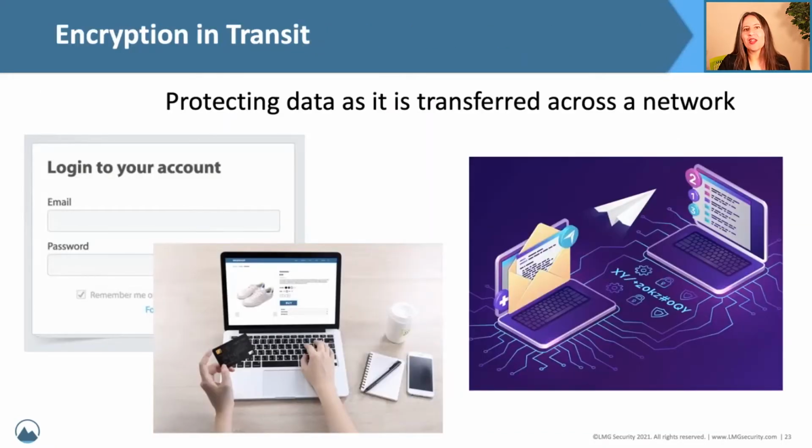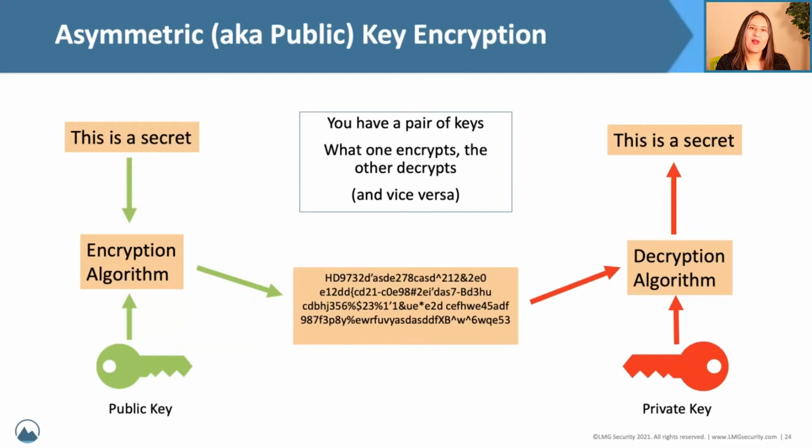All right, so encryption in transit is where we protect data as it is transferred across the network. One of the best ways to do this, or one of the technologies needed to do this, is asymmetric key encryption. So that's a very fancy way of saying we have a pair of keys. One key can lock data up and the other key unlocks it. That's it. It's also known as public key encryption, and what one key locks, the other key unlocks.